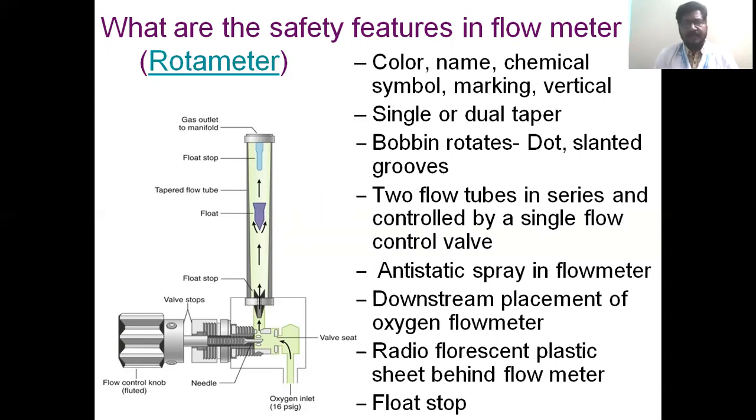It contains color, name, chemical symbol, marking, and it is vertical. It has a single or a dual taper. The bobbin rotates, with slanted grooves. Two float tubes in series are controlled by a single flow control valve. It has an anti-static spray in the flow meter. It is always placed downstream of the oxygen flow meter. It has a radio fluorescent plastic sheet behind the flow meter. In case there is a power cut at night time, we can see the translucent or fluorescent flow meter, and we have a float stop.